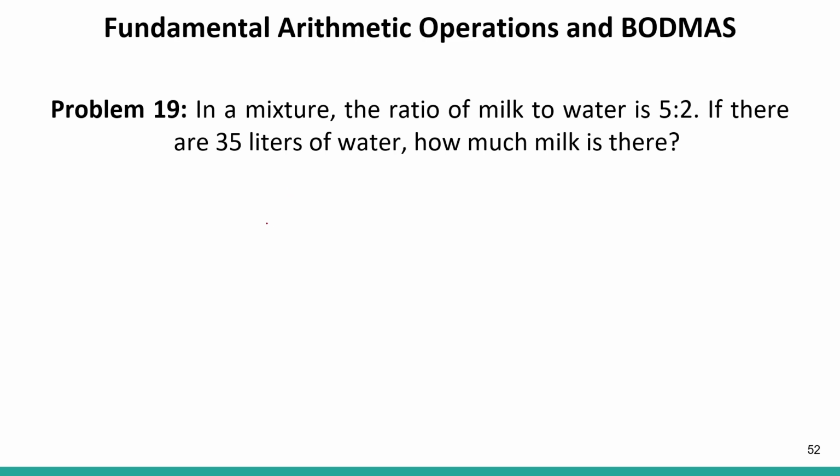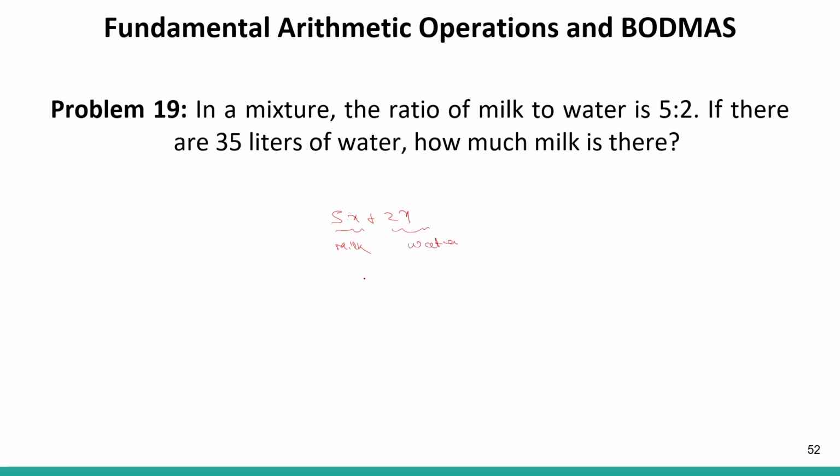Let's see problem number 19. In a mixture, the ratio of milk to water is 5 is to 2. If there are 35 liters of water, how much milk is there? So let's say 5x plus 2x. We don't want to calculate the whole. So basically, milk is 5x, water is 2x.